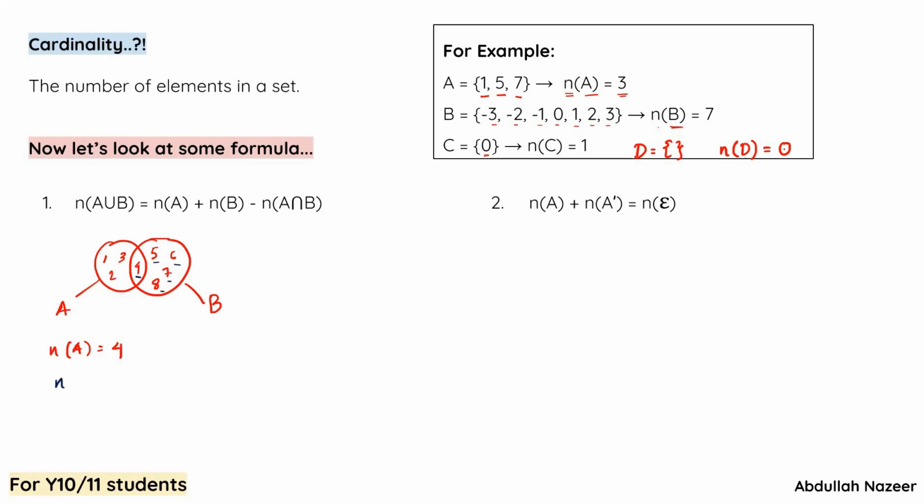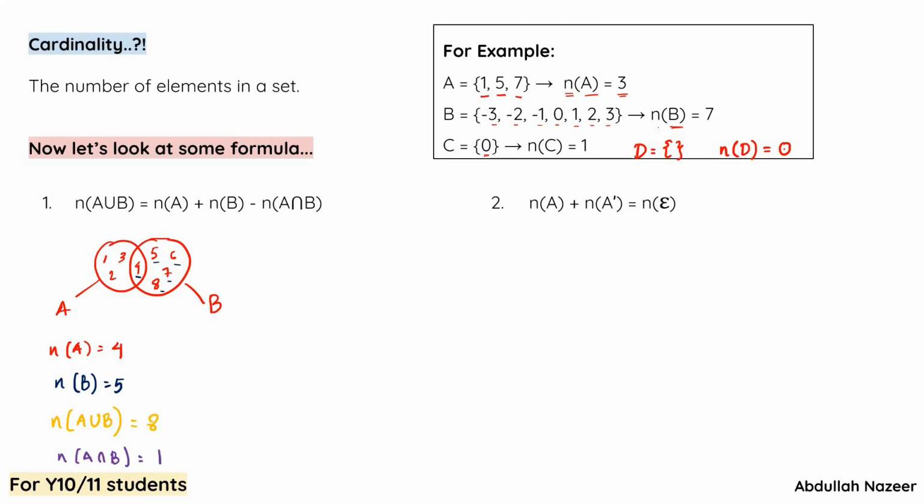So n(B) equals 5. And n(A union B) is simply the total number of elements that belong to both A and B together. If you see here, it has 1, 2, 3, 4, 5, 6, 7, 8. So basically 8 numbers that belong to both the circles. So n(A union B) is 8. And obviously A intersection B, as you can see, only has one element, which is the number 4. So n(A intersection B) is just 1.